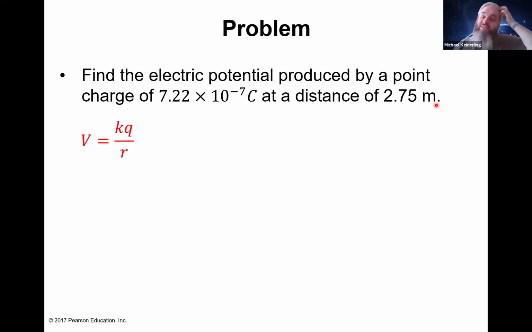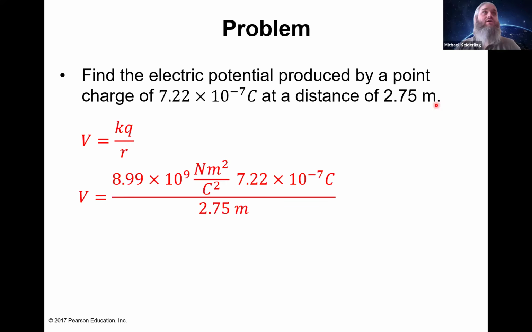So electric potential is KQ over R. If we plug in our values, K is 8.99 times 10 to the 9 Newton meters squared per coulomb squared, our charge is 7.22 times 10 to the minus 7 coulombs, and the radius is 2.75 meters. So the voltage, the electric potential, is 2,360 volts.